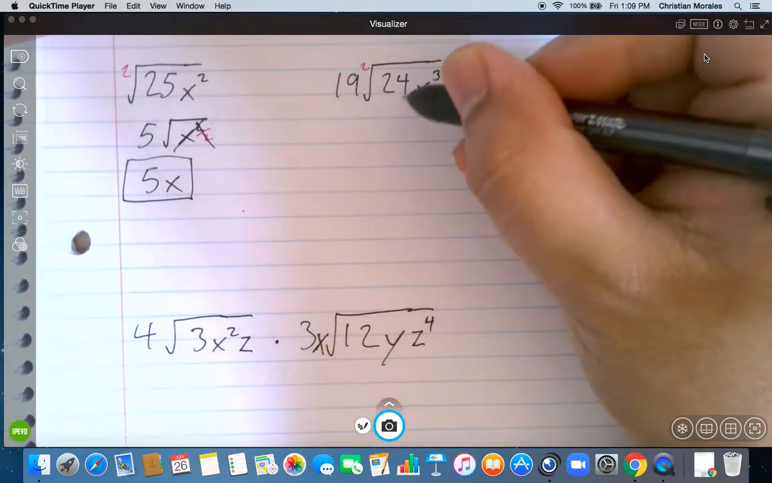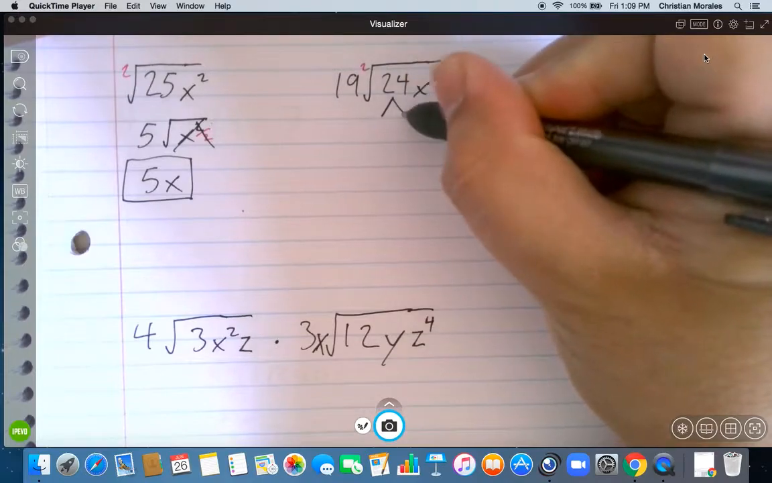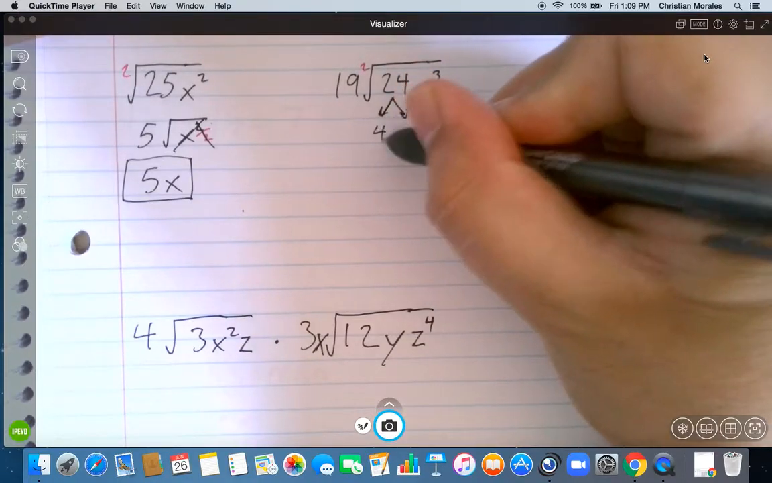Let's start with the 24 though first. Let's take care of the numbers first. What makes 24? We already talked about this. 4 times 6.